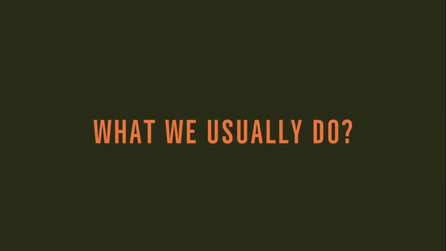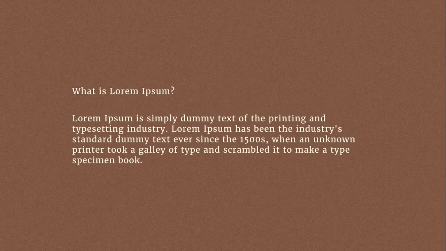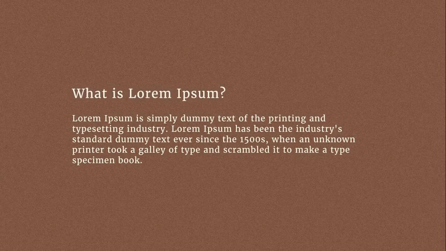So what do we usually do? Often, when we try to separate headings from body text, we create contrast in the following 3 dimensions. Weights. We make the headings bolder or lighter. Sizes. We make the headings larger. Colors. We assign a different color to the headings.